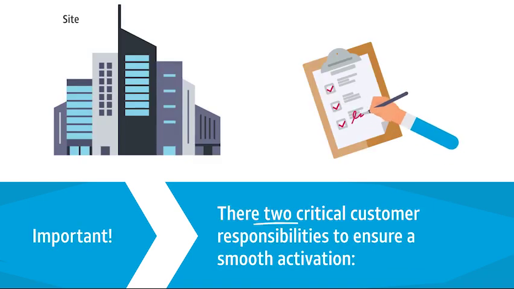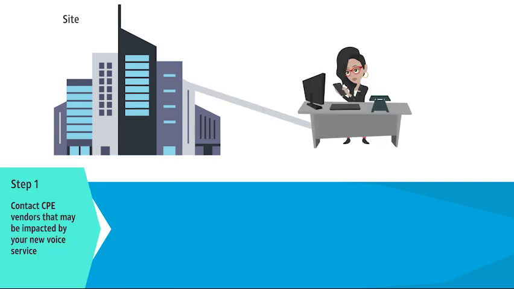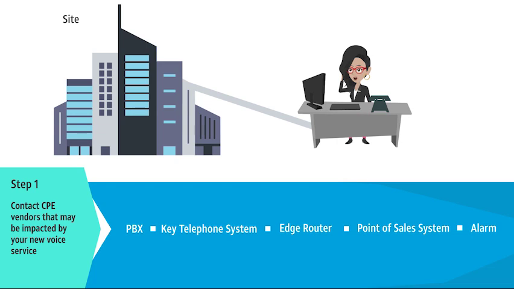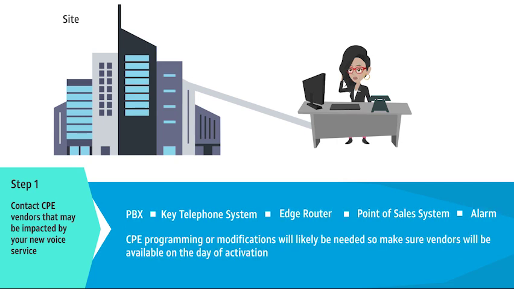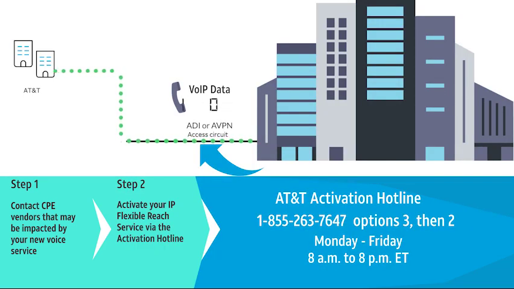There are a few very important responsibilities that you need to take care of to ensure a smooth activation. First, you need to contact the vendors of any customer premise equipment or CPE that may be impacted by your new IP Flexible Reach voice service. Examples might include a PBX or key telephone system, edge router, point of sale system, alarm, etc. You will likely need modifications or programming to the CPE, so make sure the vendors will be available on the day of activation.